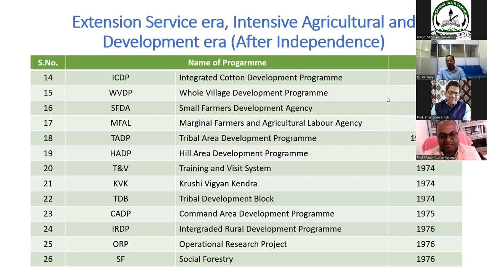Then after 1970, many different programs were run by the Government of India: the Integrated Cottage Development Program, then the Whole Village Development Program in 1971, then the Small Farmers Development Agency and the Marginal Farmer Development Agency in 1971. Then, only for the Tribal Area Development Program, they are running the TADP. Then the Hill Area Development Program.